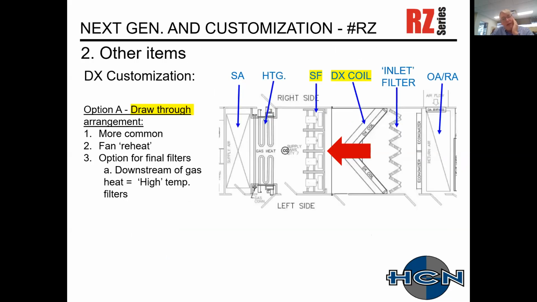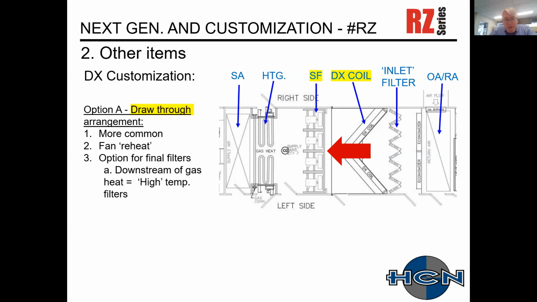Other items available on your DX system: you can provide a draw-through or blow-through arrangement. Here's a picture of a draw-through where I've highlighted that your DX coil is upstream of your supply fan. This arrangement is obviously much more common. The benefit of this arrangement is that fan motors provide a little bit of reheat that helps with condensation issues downstream of your cooling coil, and gets your leaving air temperature a little bit further away from your 100% saturated line.